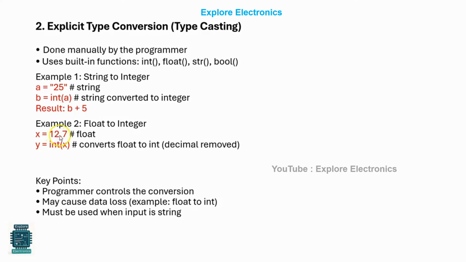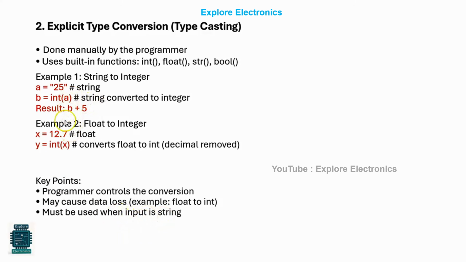Here X is equal to 12.7, which is float. Y is equal to int of X. I am converting the float to integer using the integer function. The decimal part is removed and only 12 is written. Clear with it? Here the programmer controls the conversion manually. It is manual and may cause data loss. Here .7 is removed, that's why it can cause data loss. Clear? It must be used when input is a string.